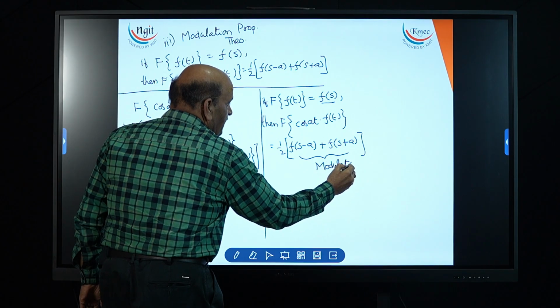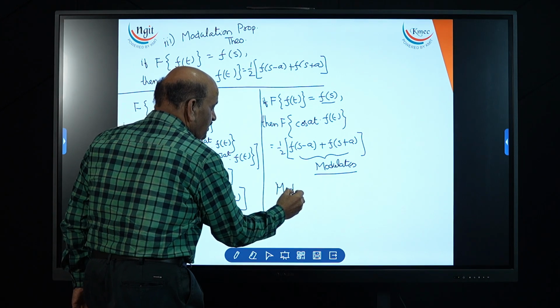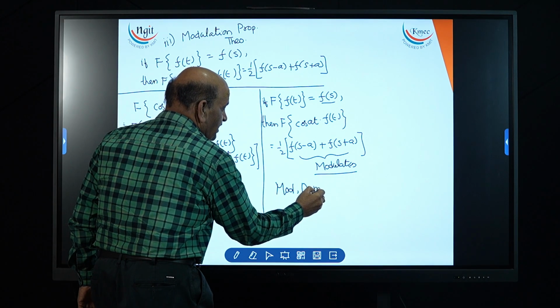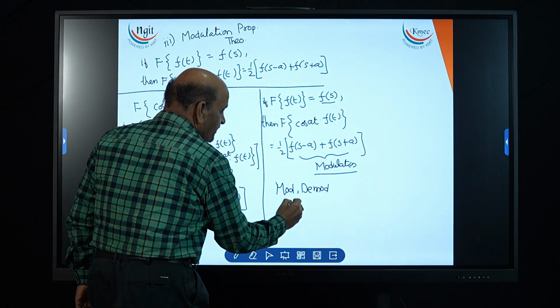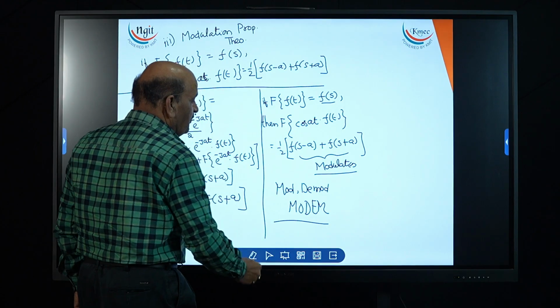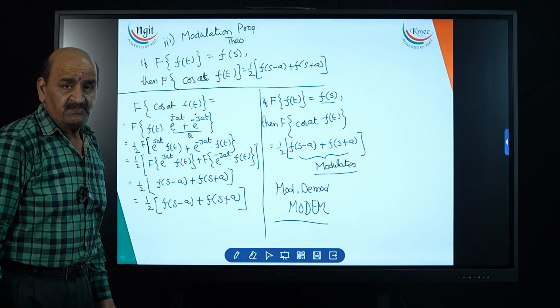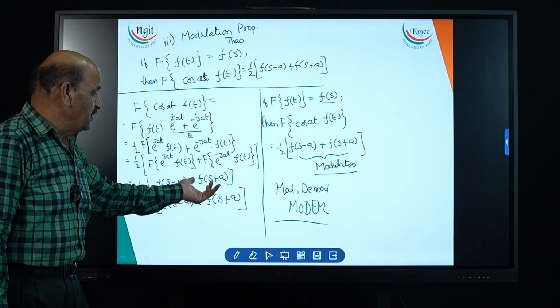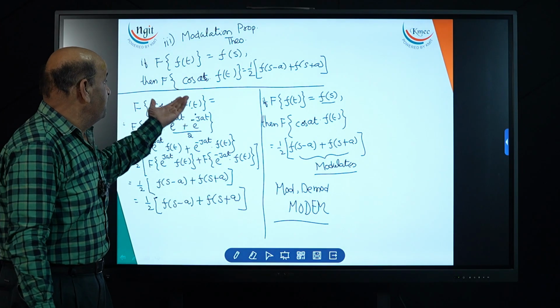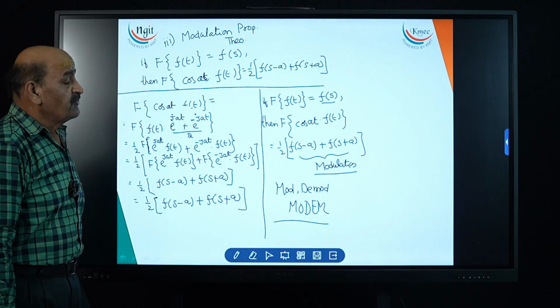Already we discussed the modulation and demodulation concepts by using the device called a modem in computers and laptops. Combining these two concepts, we use them in the modem. So this is a very important concept, the modulation property of Fourier transforms.